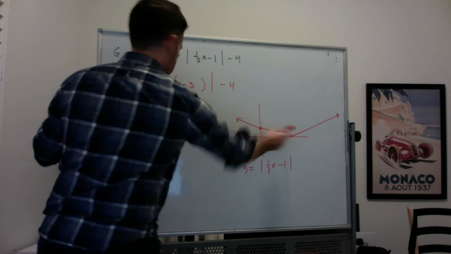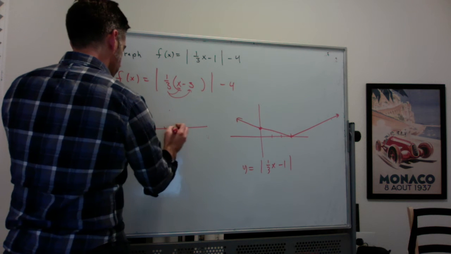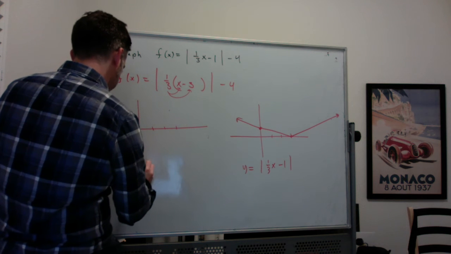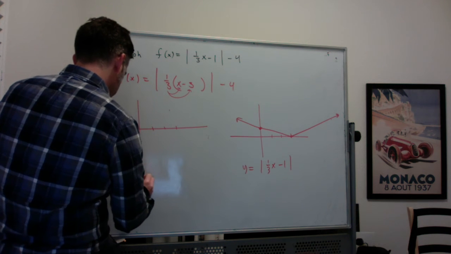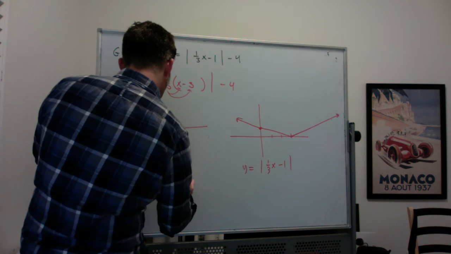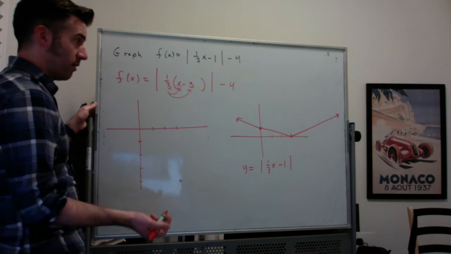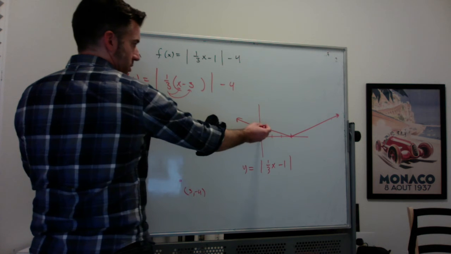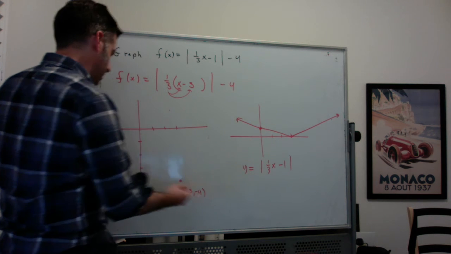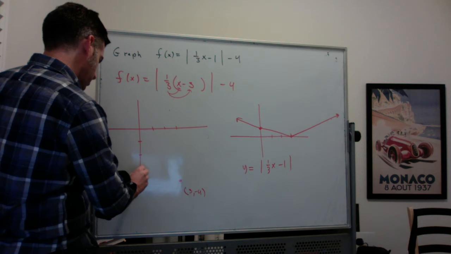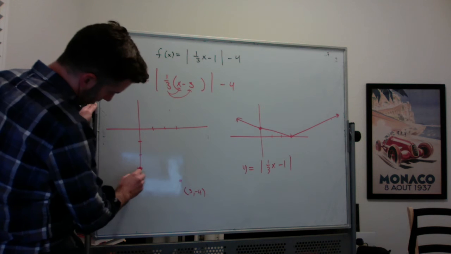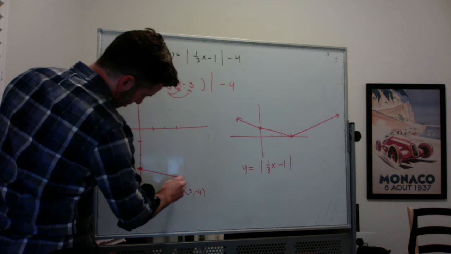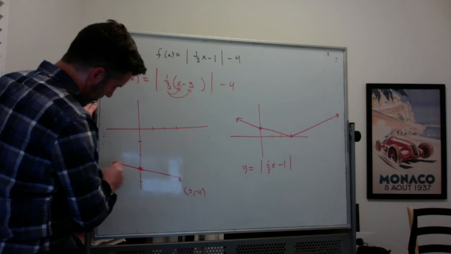So this point (3, 0) is going to move down to (3, -4). I shifted 3 to the right and 4 down. And then this point (0, 1), you could also shift 4 down to (0, -3). So it's going to look like this, and then like that.